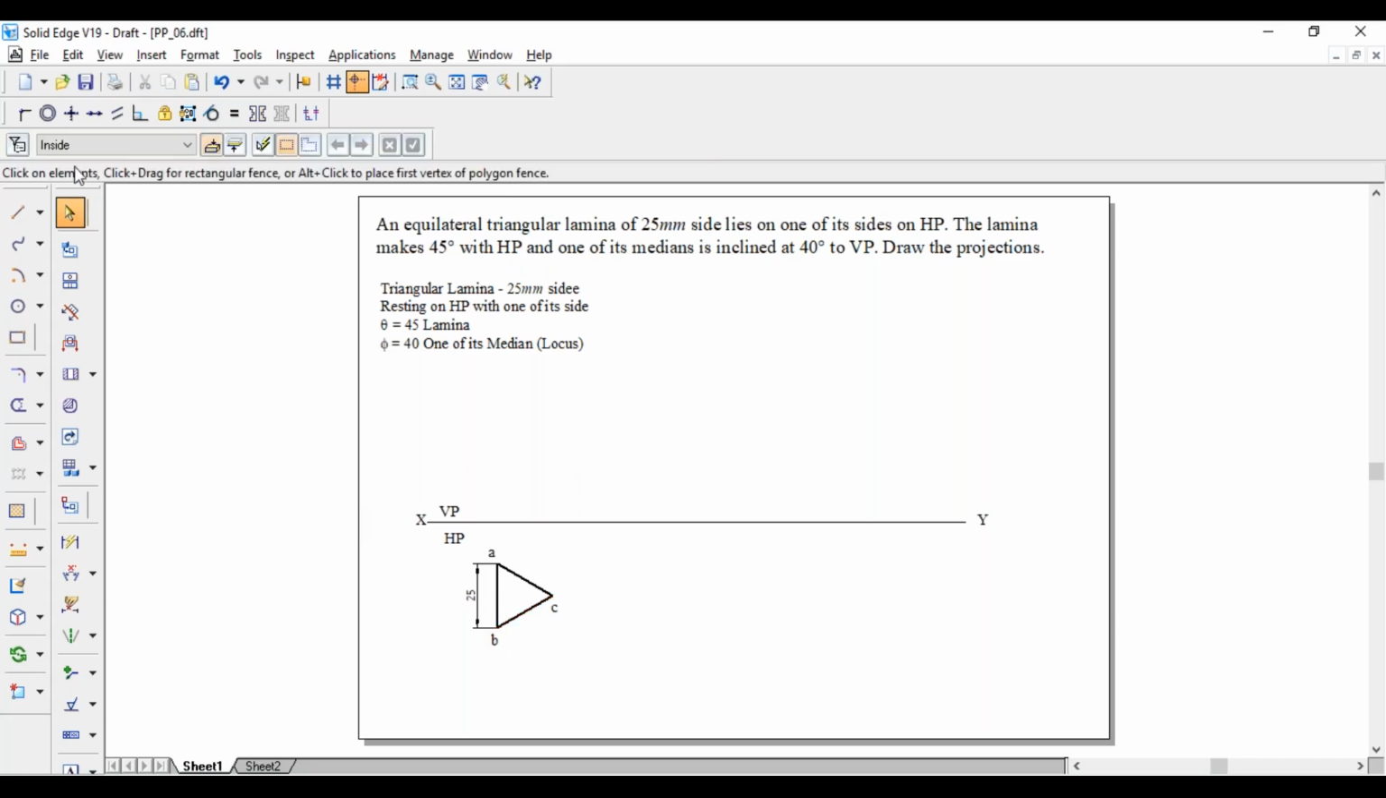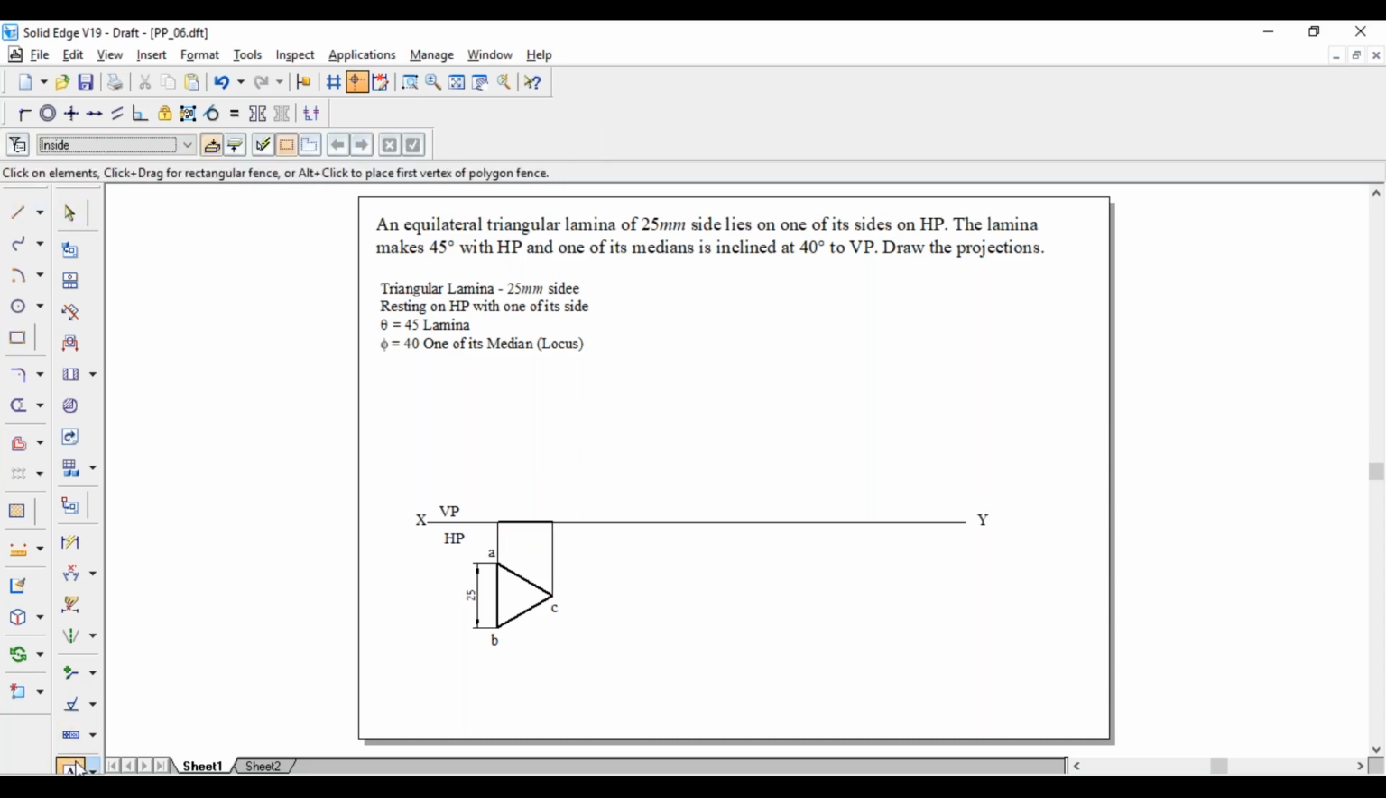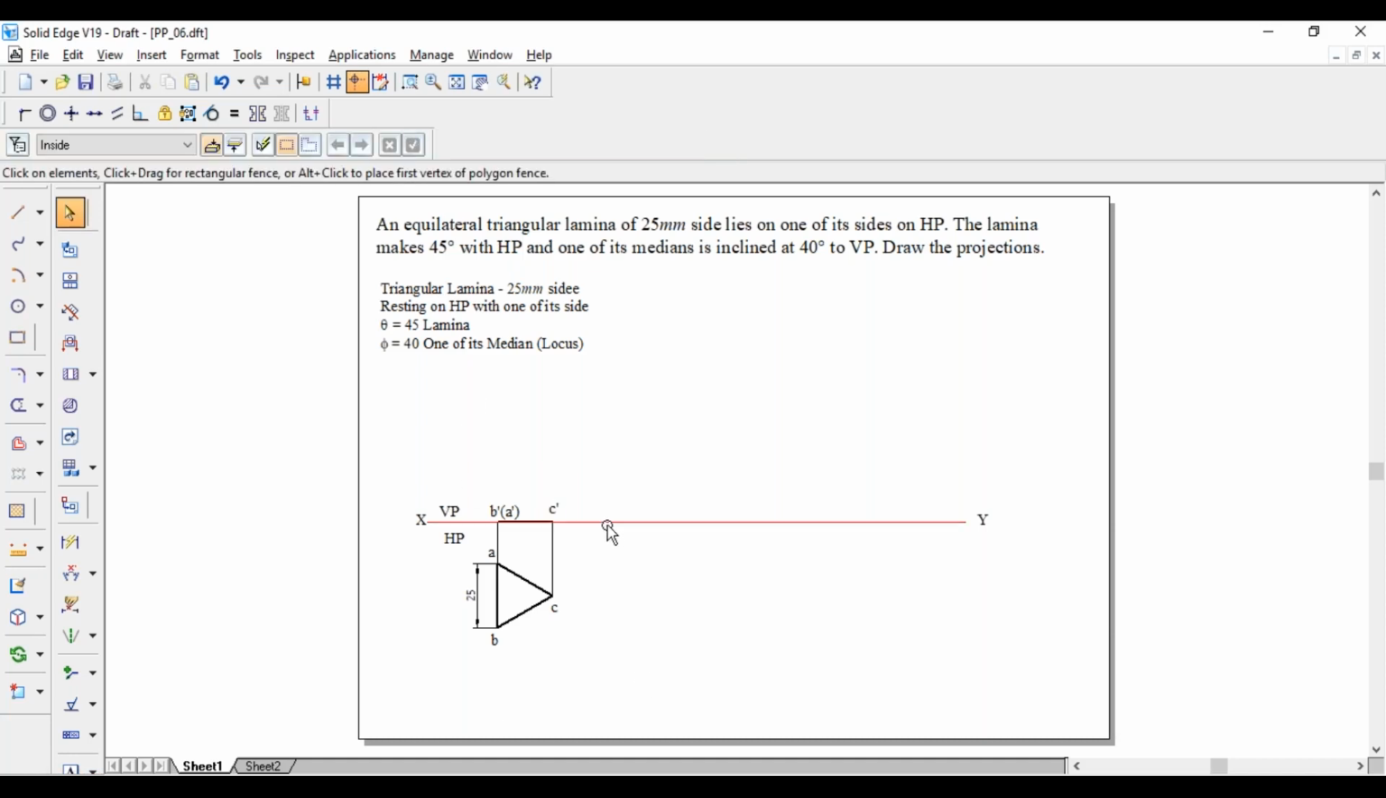Now project the points till the XY line. Select the thin line from A, project till the XY line. Similarly from C, project till the XY line. Now join these two with a thick line. And naming will be: B is visible, A is invisible, so away from the observer. So it will be B dash, in the bracket A dash, and this one will be C dash. So this is the first portion.